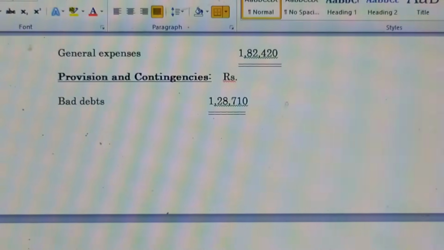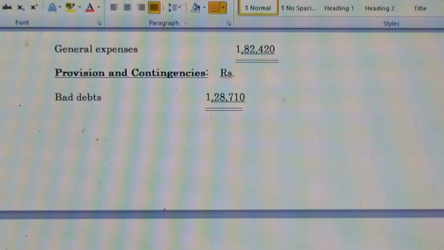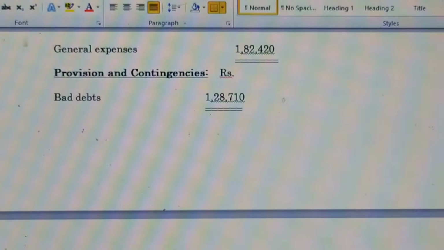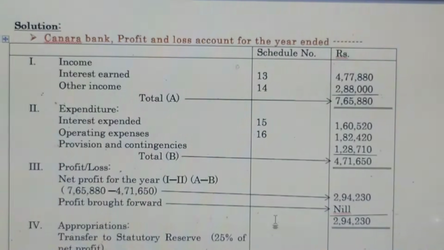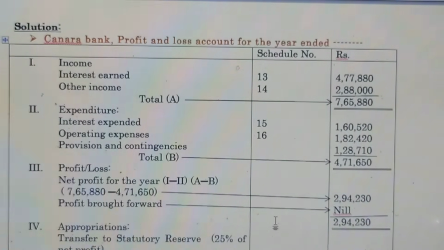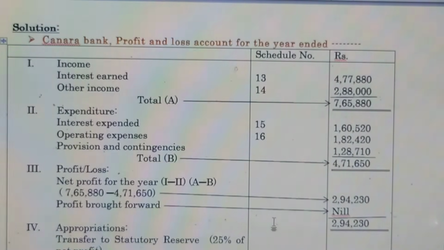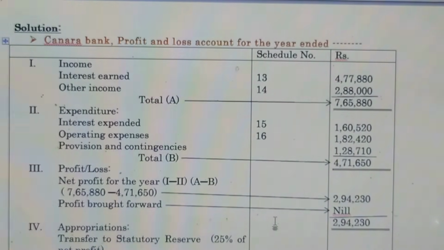Then we have to prepare the provision and contingencies. Under this heading, we have to mention bad debts, that amount is rupees 1,28,710. Then we have to prepare the profit and loss account of Canara Bank for the year ended.